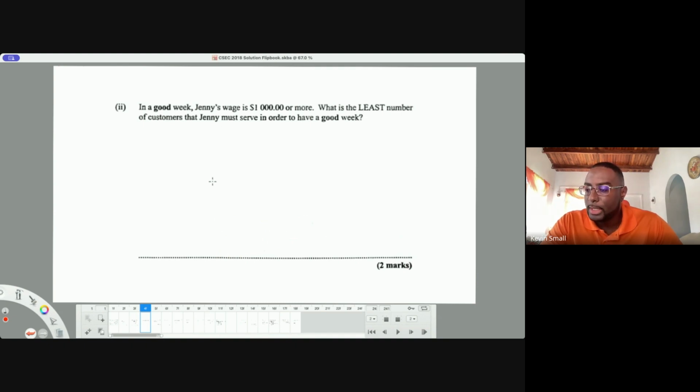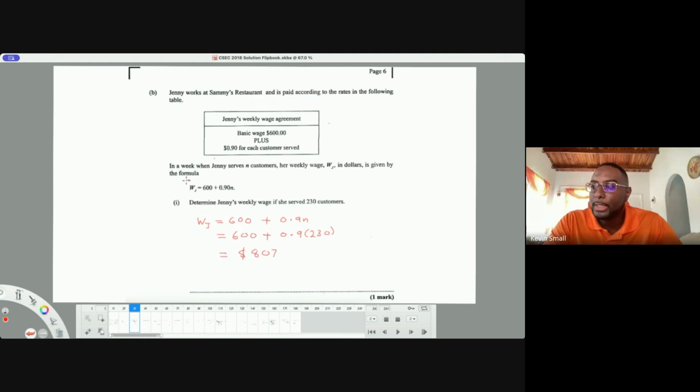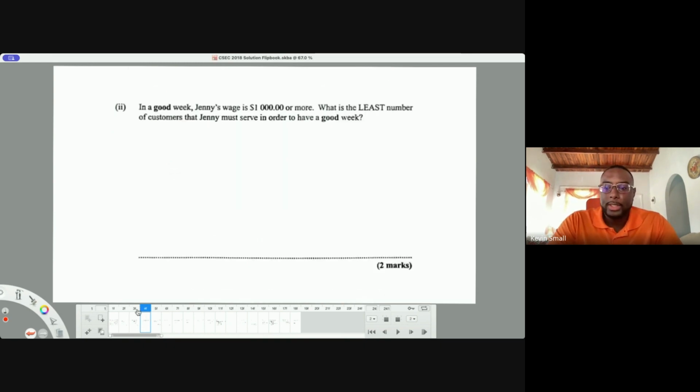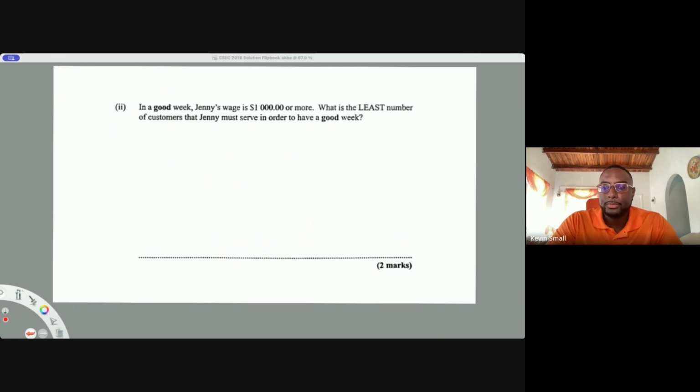Okay, so in this case, her wage is 1,000. So remember the original formula. Her wage is 1,000. Now you want to work backwards to find the customers. This is the original formula that the question gave us. They tell us her weekly wage is 1,000 or more. You want to work out how many customers she needs to meet that target. A good week for Jenny is if she makes that amount. So let's try this one here. See if you can get it solved. I'll write back the formula on this slide here.